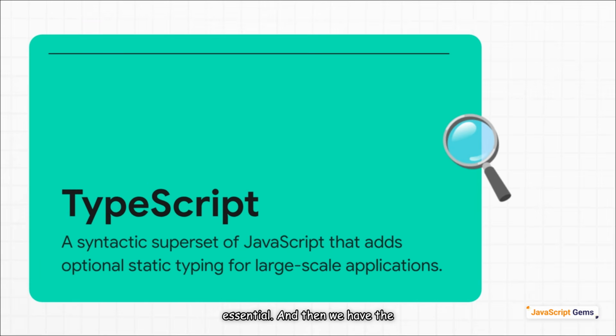And then we have the challenger, TypeScript. Now, Microsoft developed this, but it's not a totally separate language. The best way to think about it is JavaScript, but with superpowers. It's got an extra layer of features built right on top. And the most important feature, the one we're really going to be focusing on today, is something called optional static typing. It's specifically designed to make building and managing gigantic, complex applications way, way easier.